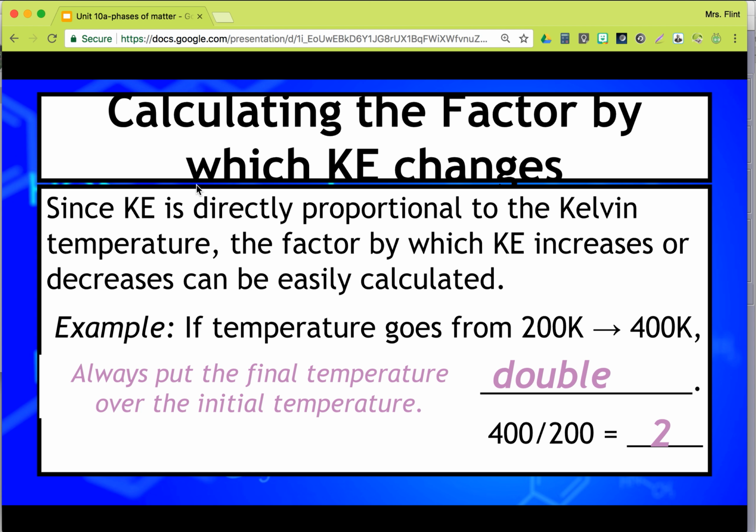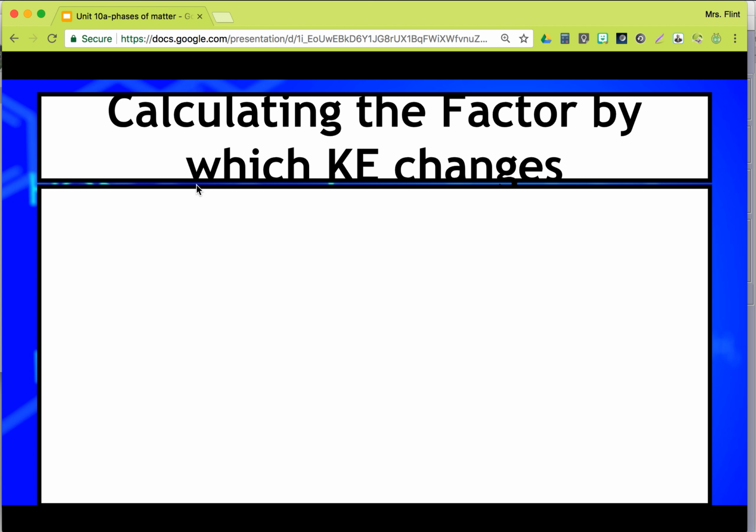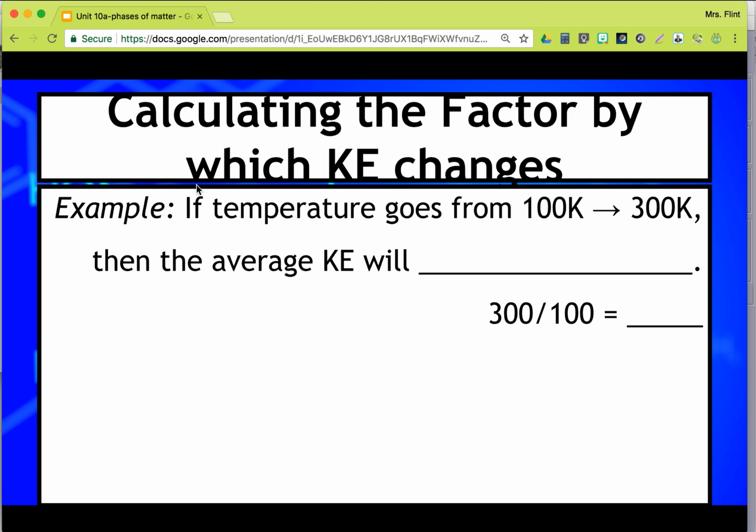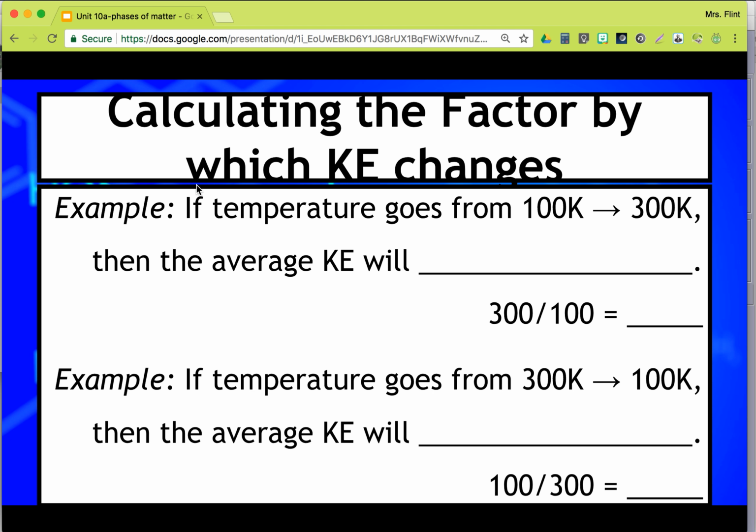You'll always have to put the final temperature over the initial temperature. It doesn't matter if the number is large or small. The final temperature always goes over the initial temperature. We're looking for a proportion. If a temperature goes from 100 to 300 degrees Kelvin, then the average kinetic energy will triple. 300 divided by 100 is 3.